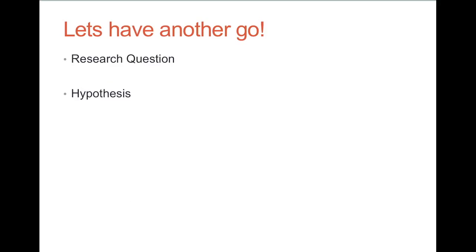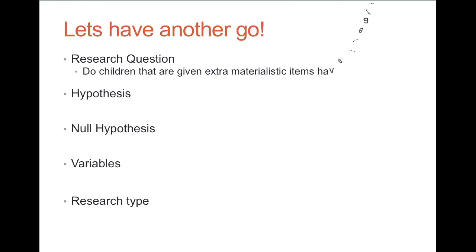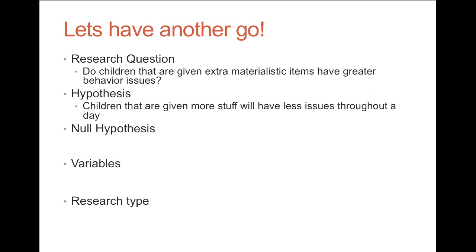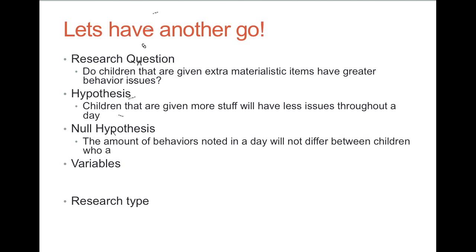Let's have another go. So, research question, hypothesis, null hypothesis, variables, research type. Research question: do children that are given extra materialistic items have greater behavior issues? Basically, do children that are given extra toys have greater behavior issues in a given day? Our hypothesis: children that are given more stuff will have less issues throughout a day. Sounds fair. Null hypothesis: the amount of behaviors noted in a day will not differ between children who are given extra stuff and those that are not.